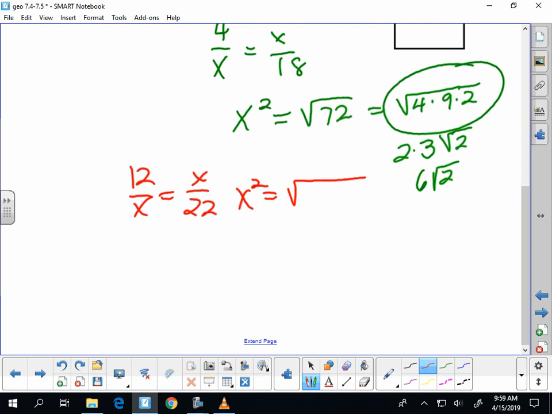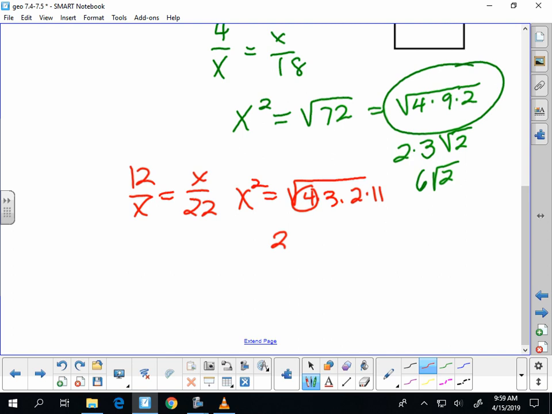I do 4 and 3 because I know the square root of 4 is 2. And then 22 would be 2 times 11. All right, I can pull out the square root of 4, which is 2. Can I do anything with the square root of 3? It doesn't have a pair. Can I break down the square root of 2? It doesn't have a pair.